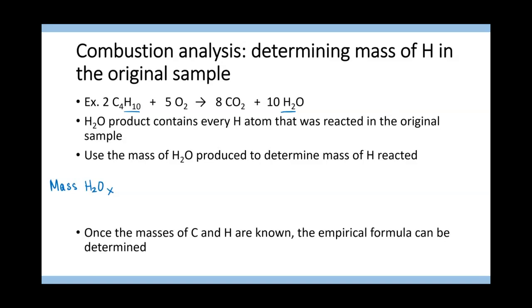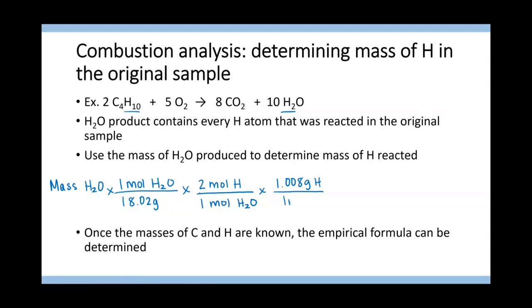If we're looking for mass of hydrogen, we need to convert to moles of hydrogen. We can convert to moles of hydrogen by first converting to moles of H2O. So 1 mole of H2O is 18.02 grams. And then for every 1 mole of water, we have 2 moles of hydrogen. That's because of its formula, H2O. So 2 moles of hydrogen for every 1 mole of water. And then we use the molar mass of hydrogen to convert to mass of hydrogen.